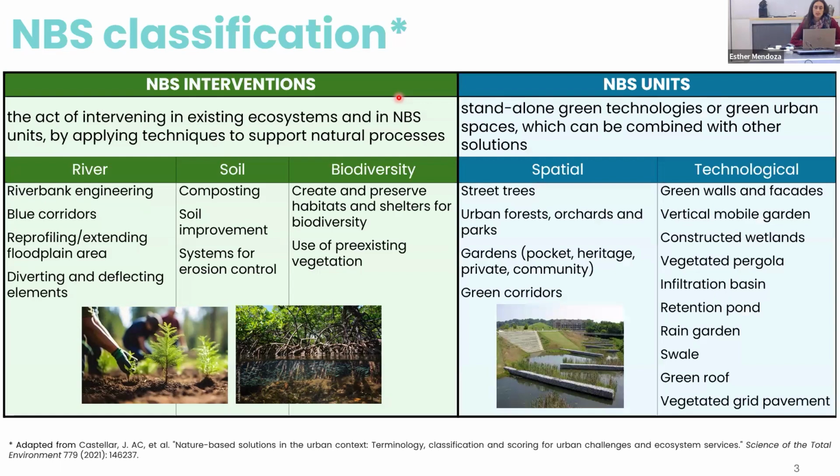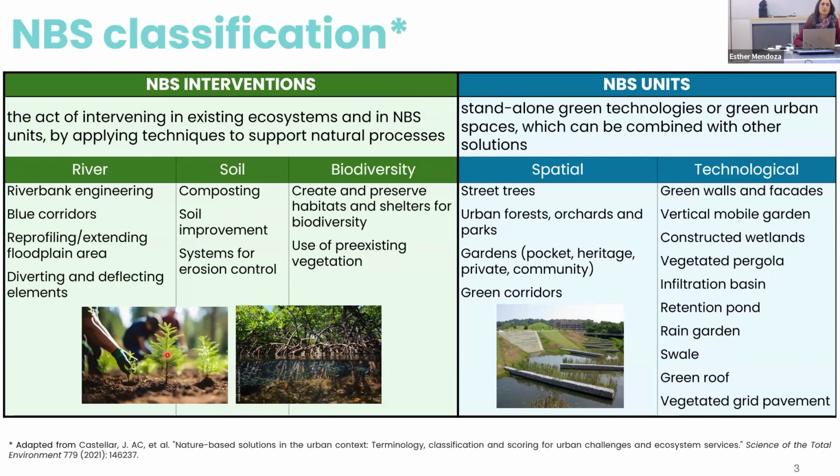And then we have the units. The units are the topic that we are focusing on in today's lecture. These are standalone green technologies or spaces that support these processes. For spatial units, we have, for example, the trees, gardens, and parks that we have in our cities or towns, and also the technological units. We have a very long list, and I'm sure that there are many more. For example, green walls, constructed wetlands, ponds, and many others. Here I put some examples in this picture.